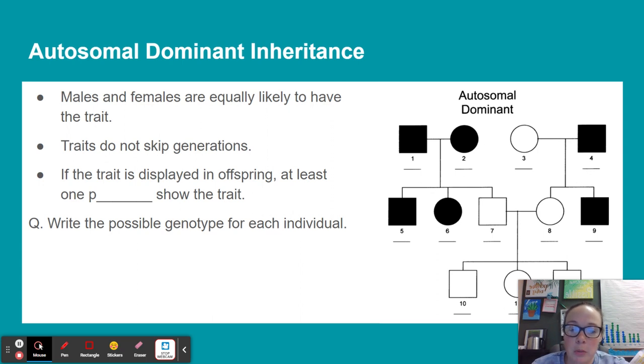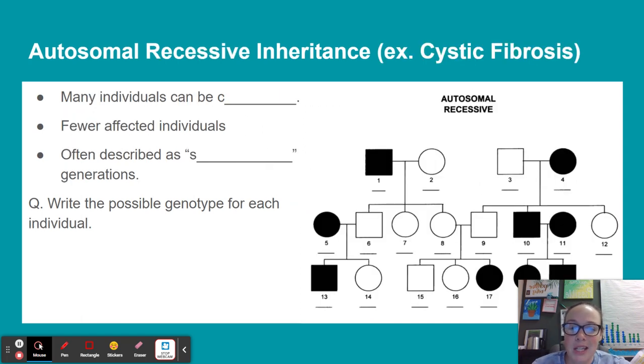How do we know something is autosomal dominant or recessive? We're going to look at that in the next slide. In this case, we're tracking autosomal recessive, so we're going to flip it. In this case, it's the shaded boxes that have the recessive trait, and so I would give those right away 2 lowercase letters.